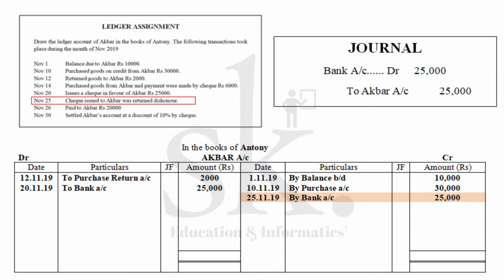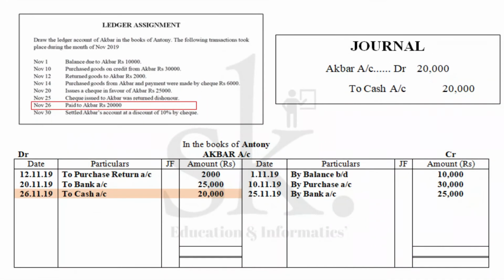Now on 20th of November, Akbar account was debited and bank account was credited. To nullify it, we just have to pass the reverse entry. So it will be bank account debit to Akbar account rupees 25,000, and thereby in Akbar's ledger on 25th of November, by bank account 25,000.